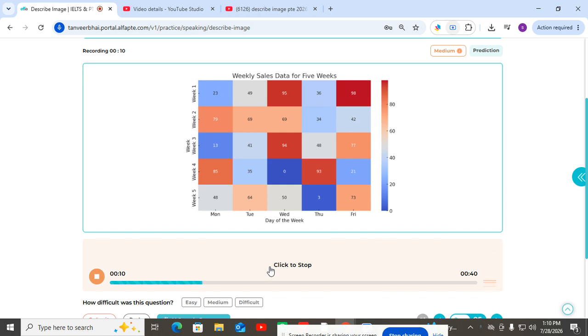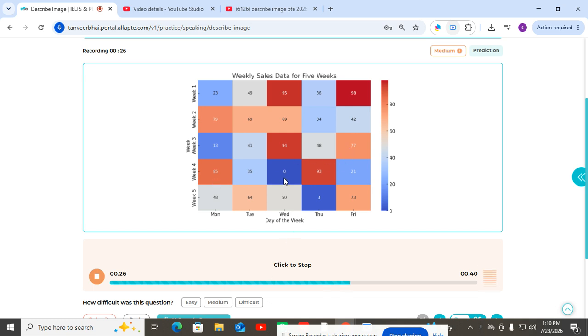The first week is 23, 20, 49 to 95, and 63 and 98. The highest percentage is 80. And in the second week, the highest percentage is 79. And in the third week, the highest percentage is 73.